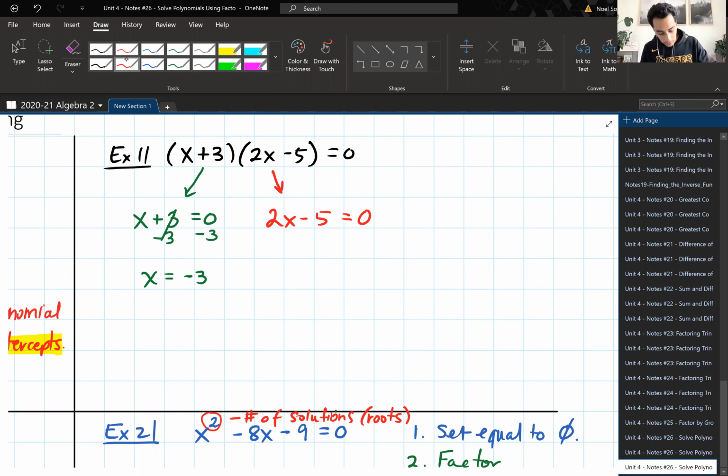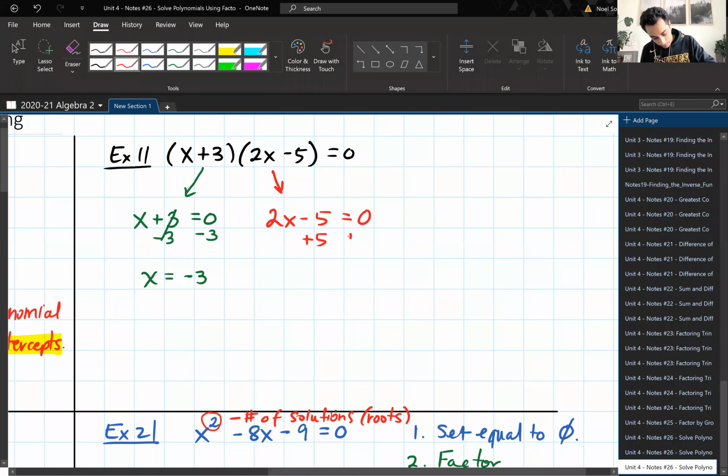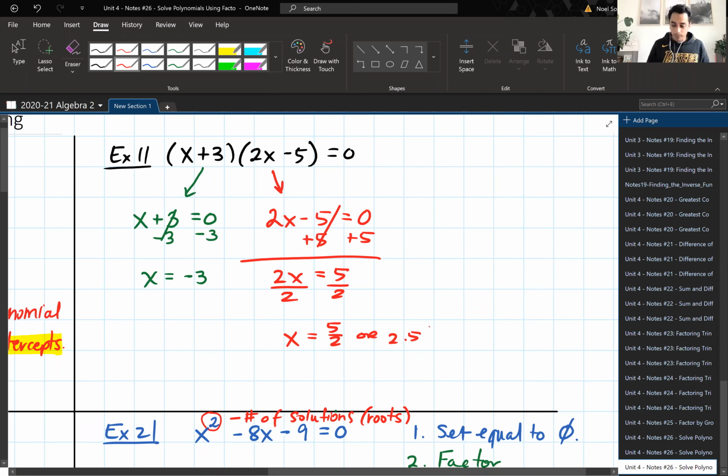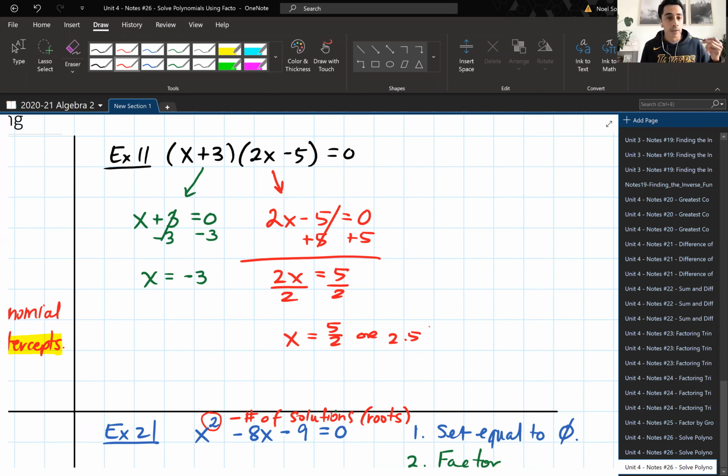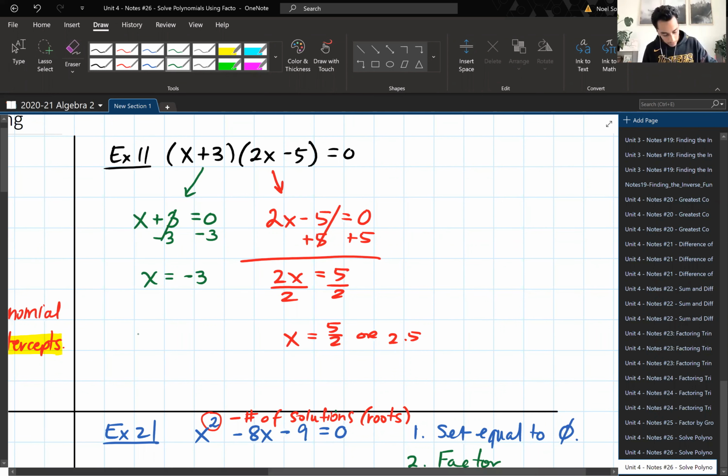And then we'd solve for the other x-intercept by adding 5 to both sides first. We get 2x equals 5, so we divide by 2. So x is equal to 5 over 2, or this could also be 2.5. Okay, so these are my x-intercepts. Now, the correct way to list x-intercepts is as coordinates. So since this represents an intercept, the intercept would be -3, 0. And the other one would be 5 over 2, 0.